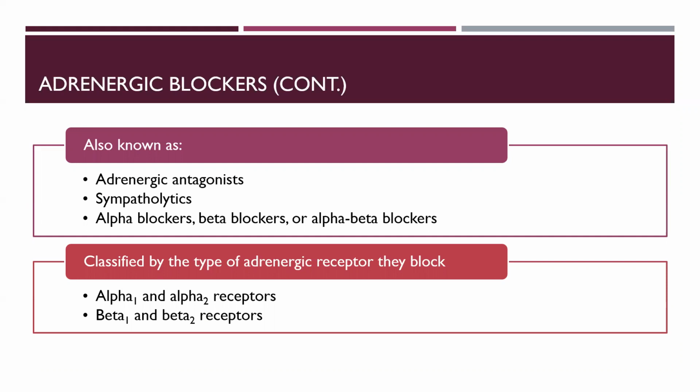They can be called things like alpha blockers, beta blockers, or alpha-beta blockers. And they're basically classified by the type of adrenergic receptors they block. So you'll have things like your alpha 1, alpha 2 receptors, and beta 1 and beta 2 receptor blockers.